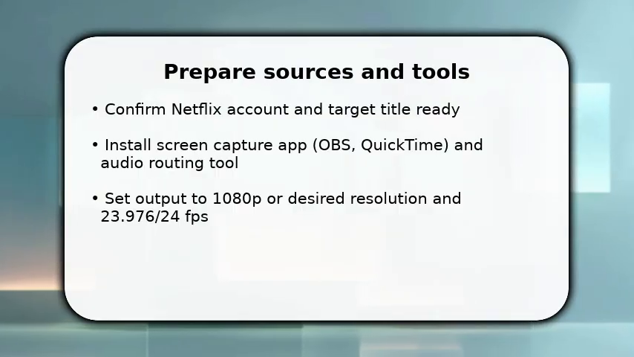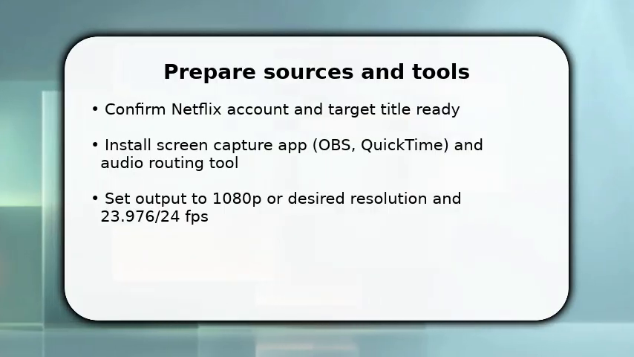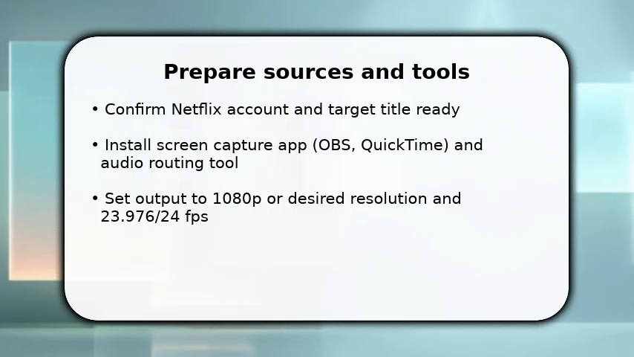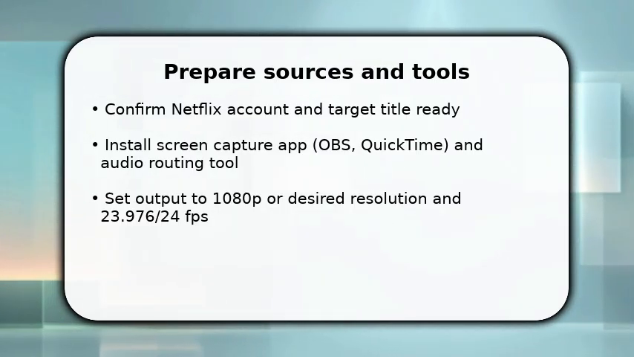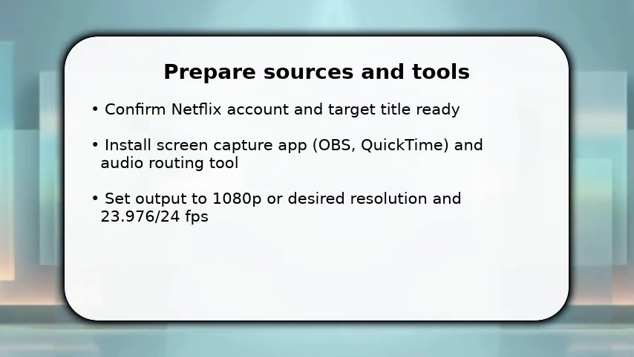You start by getting your sources and tools ready. Sign into Netflix and cue the episode or movie you need. This saves time. Next, open your screen capture software and set recording canvas to 1080p and the correct frame rate. This prevents jitter. Configure audio routing so you capture system audio cleanly and choose a separate microphone input if you need voiceover. Once done, run a quick test clip to confirm video and audio sync before recording the real footage.